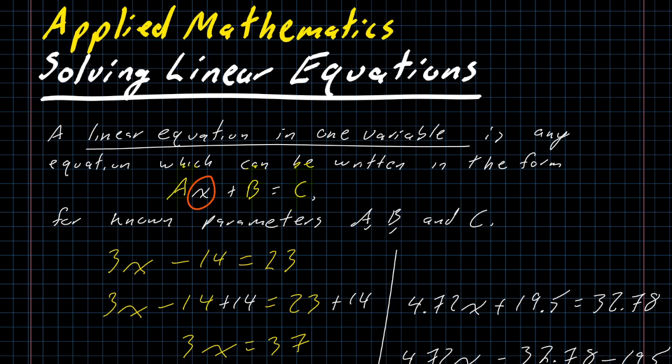and I want to highlight one other thing in this definition. A linear equation in one variable is any equation which can be written in this form. It does not have to be written in this form. And so a lot of the struggle of solving linear equations is getting them into this form in the first place.